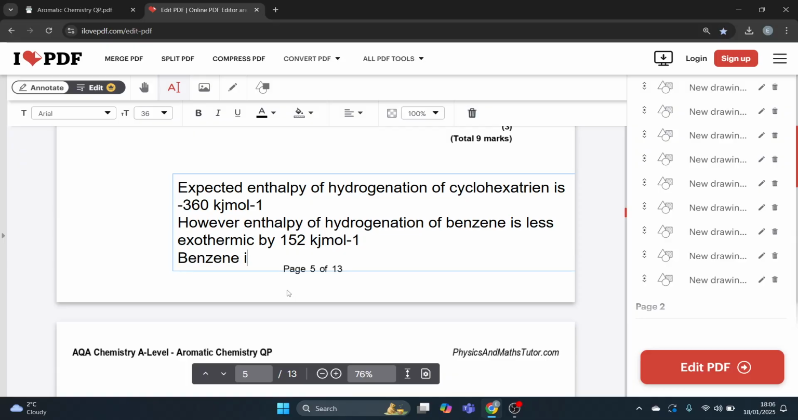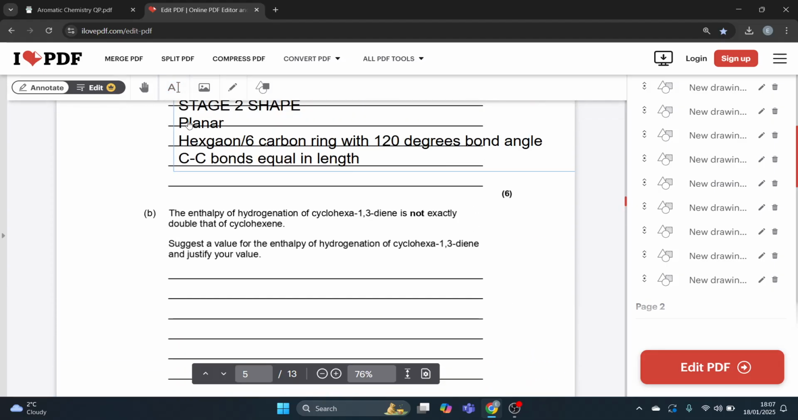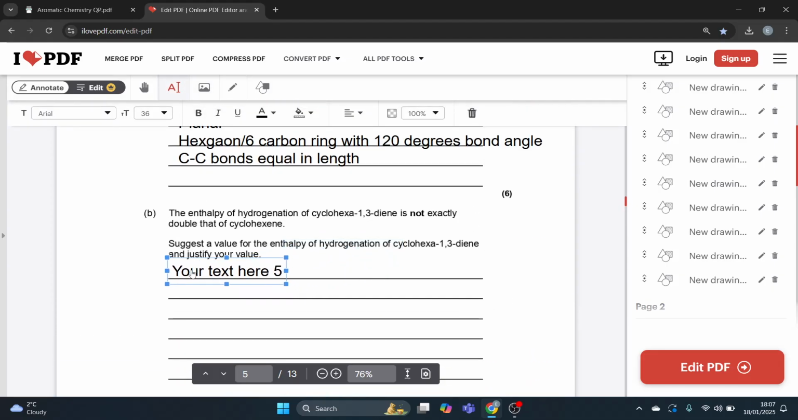Benzene is lower in energy than cyclohexatriene, as benzene is more stable. And then part B, the enthalpy of hydrogenation of cyclohexa-1,3-diene is not exactly double that of cyclohexene. Suggest a value for the enthalpy of hydrogenation of cyclohexa-1,3-diene and justify your value. Okay.